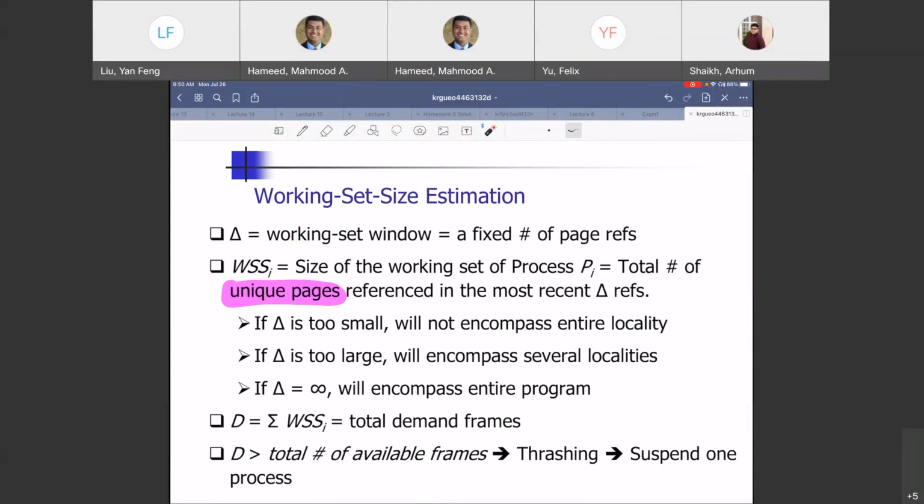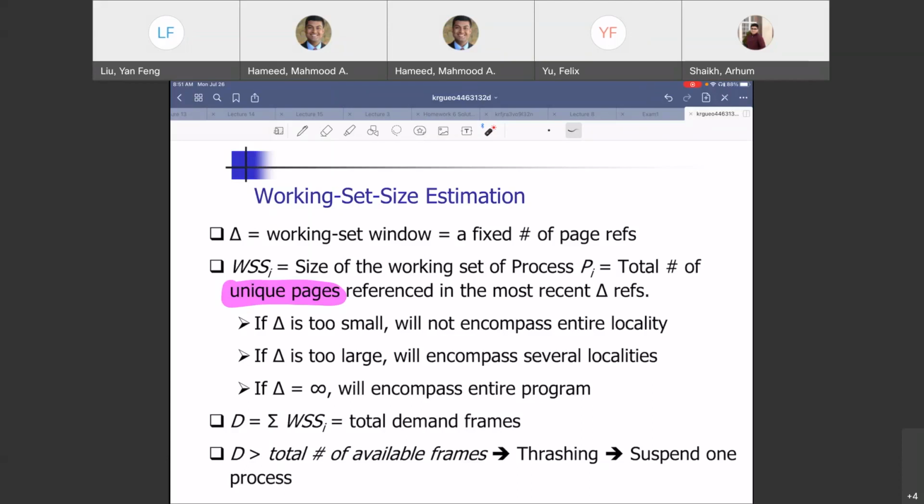Now, delta is a parameter of this working set model that could be too small, could be too large, or could be infinity, right? So what happens if delta is too small? Well, if delta is too small, you are looking at only the last 2 or the last 3, only a few. Your time window is very, very small. So if your time window is very small, what is the working set size going to be? If delta is small, can I say that the working set size is also going to be very, very small?